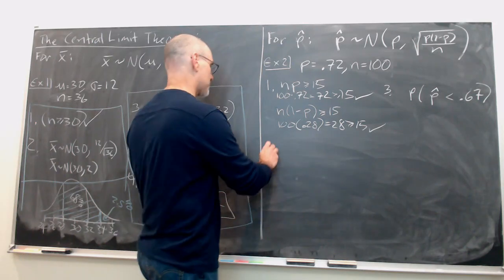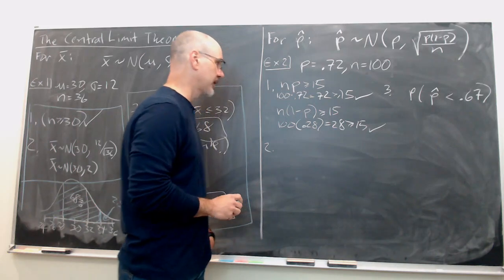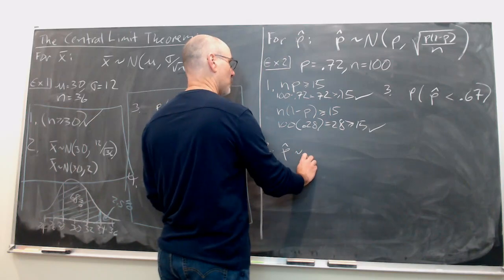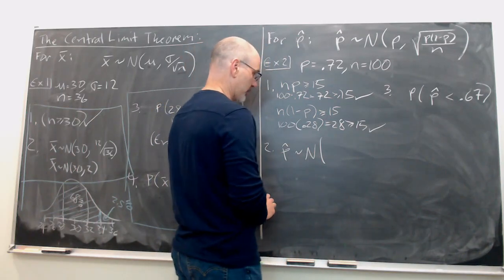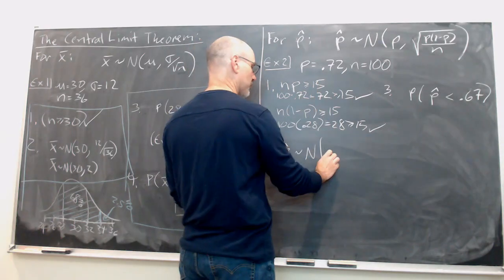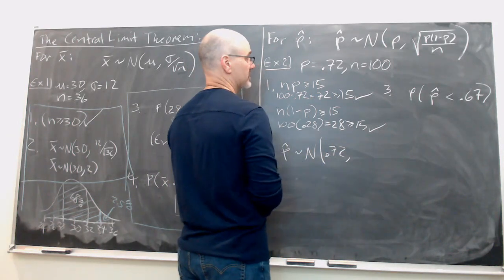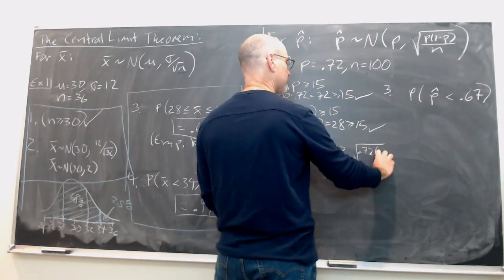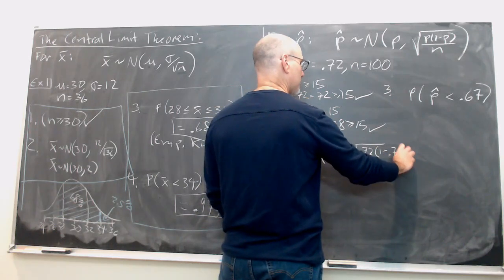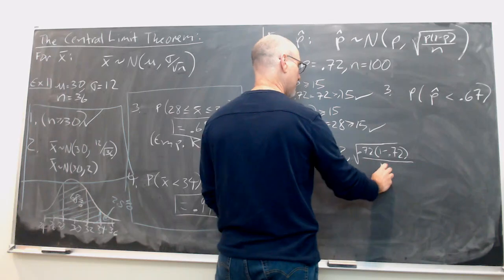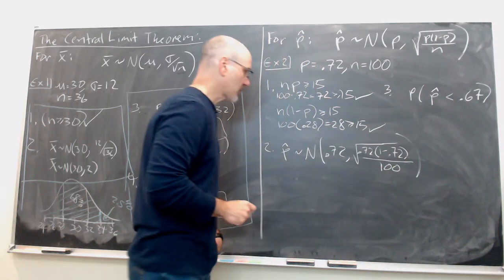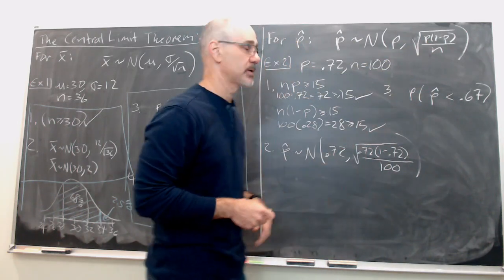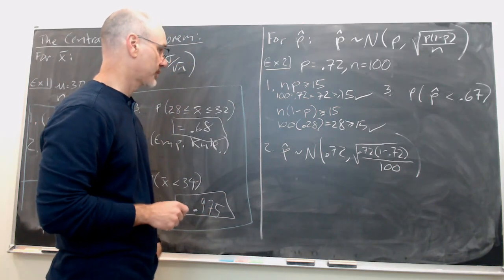So let's describe the distribution. Now that we know that the central limit theorem applies, we know that p hat is normally distributed with mean equal to the population proportion, 0.72, and standard deviation equal to the square root of population proportion times 1 minus the population proportion, over 100. I think in the notes I split the square root into square root of the top over square root of the bottom. That's equivalent, so I haven't actually changed the formula.